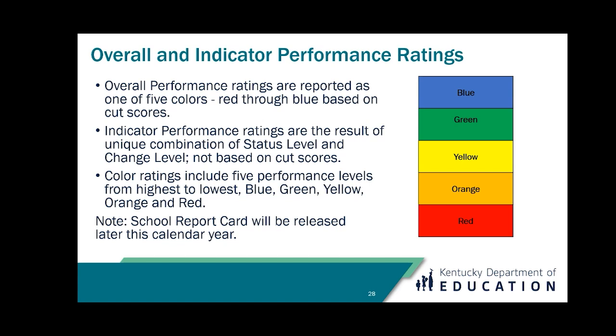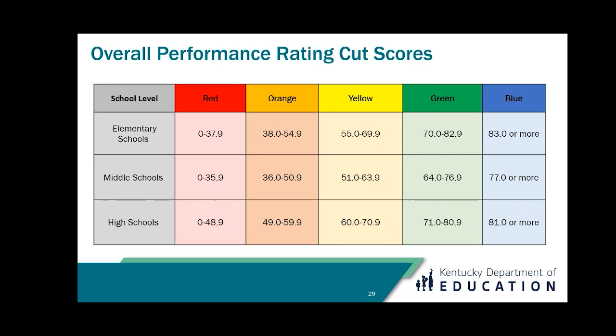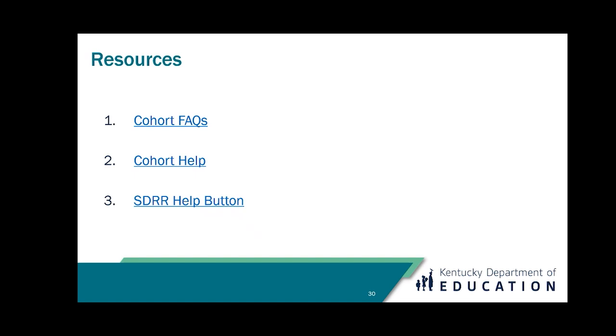Please note that the public school report card will be released later this year. The initial public release of assessment and accountability data will be an open house. These are the overall performance rating cut scores. These cuts were established in 2023 through a standard setting process and have not changed. On this slide, you will see some resources that are available to you specific to cohort and SDRR.